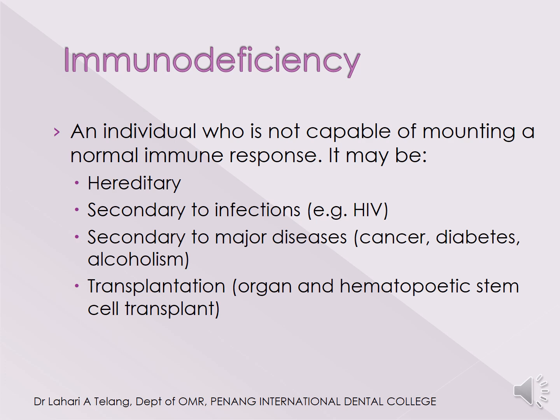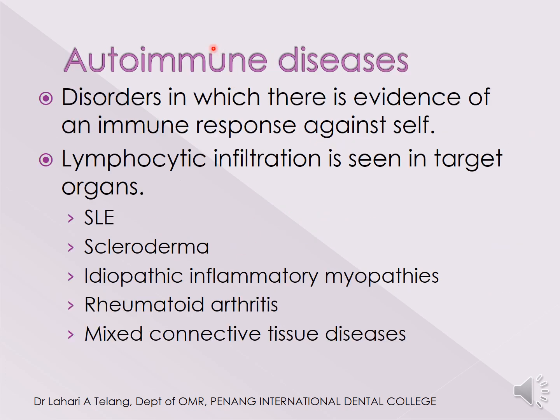of immune deficiency. On the other hand, autoimmune is a word used for disorders in which there is evidence of an immune response against one's own self. So lymphocytic infiltration is seen in target organs. Examples would be SLE, scleroderma, idiopathic inflammatory myopathies, rheumatoid arthritis, and mixed connective tissue disorders. So we won't be going into the entire details of all of this. We'll just look at a few of these.